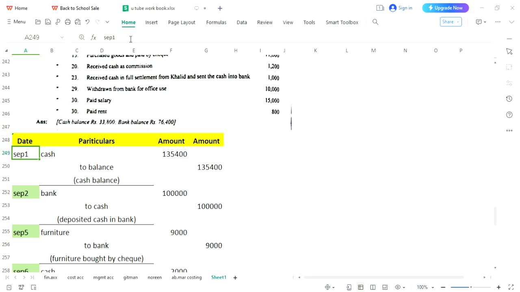And it is very important. Why are you marking it? Because sometimes these entries can be mixed. So it is better to mark them. So we have marked it. The September 1 entry is completed.